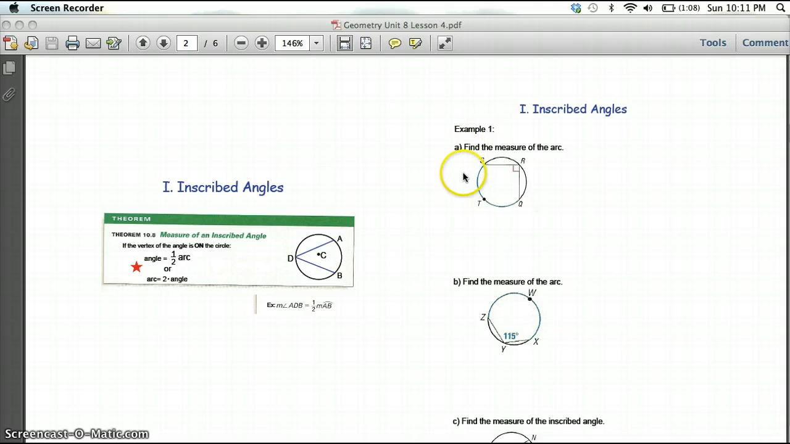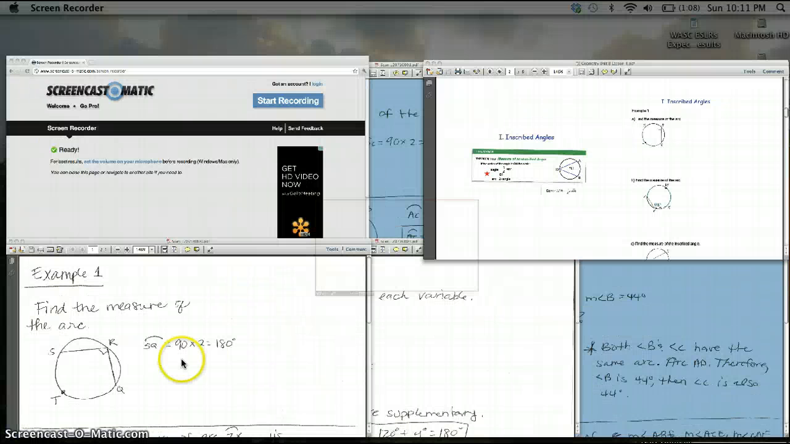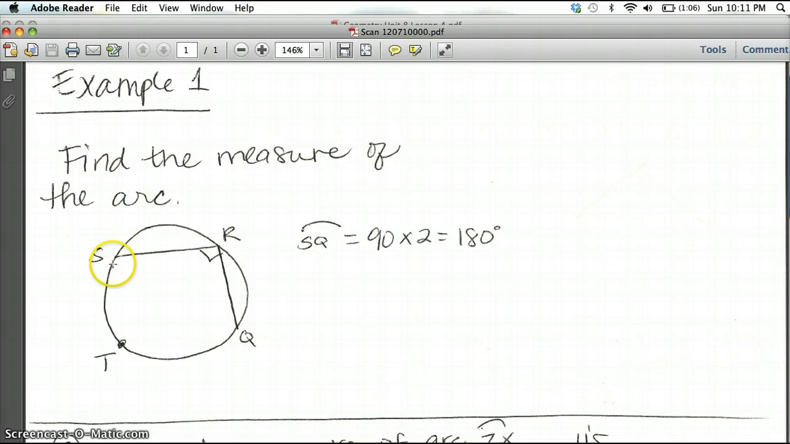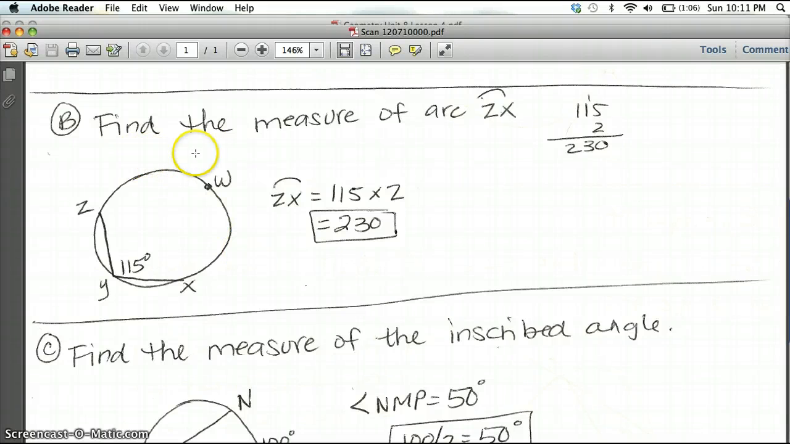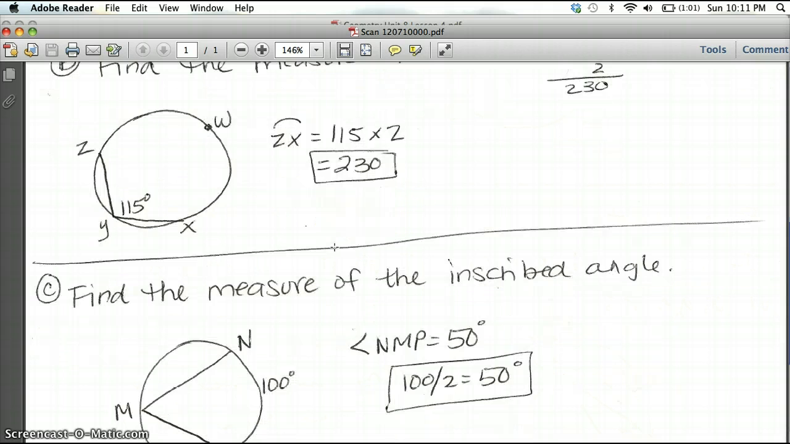The arc is twice as much as the angle. So, example A says, find the measure of the arc, and we have arc SQ. Now, if my angle SRQ is 90 degrees, then my arc is twice as much. So 90 times 2 is 180 degrees. So arc SQ is 180 degrees. Now example B says find the measure of arc ZX. So here we've got ZX. Now if my angle is 115 degrees, then my arc is twice as much. So arc ZX is 115 times 2, so my arc ZX is 230 degrees.